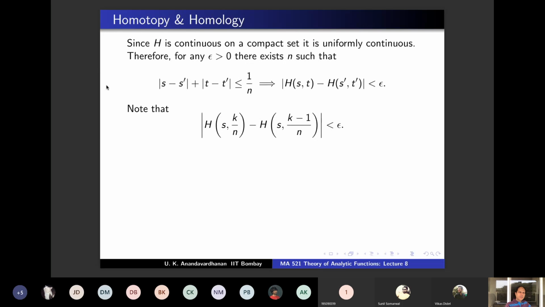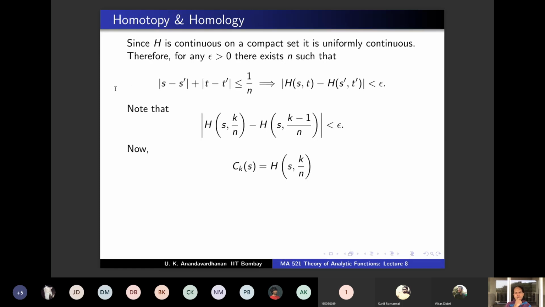Now you note that if you take h of s comma k by n and h of s comma k minus 1 by n, then these 2 points, s comma k by n and s comma k minus 1 by n, satisfy this condition. s minus s is 0 and k by n minus k minus 1 by n is 1 by n. So it satisfies this condition. Therefore, if you take these 2 points, then obviously this modulus is less than epsilon. For any epsilon, there is an n such that you get this.